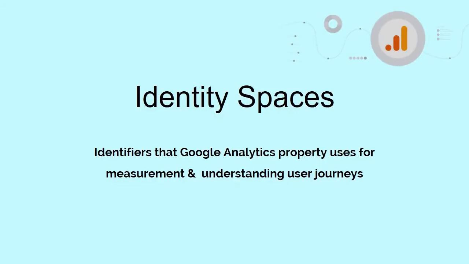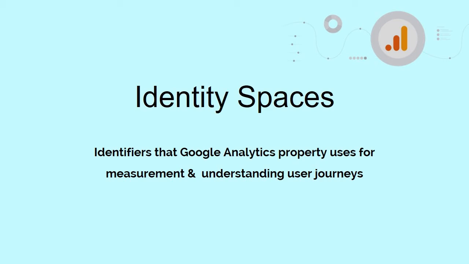In the last video, we learned about the structure of a Google Analytics account. An Analytics account is a container for properties, and properties contain information flowing from different websites or apps. To identify or differentiate user journeys, or measure user engagement or interaction of users, Analytics uses different identifiers called identity spaces. In this video, we are going to look at Google Analytics 4 identifiers.